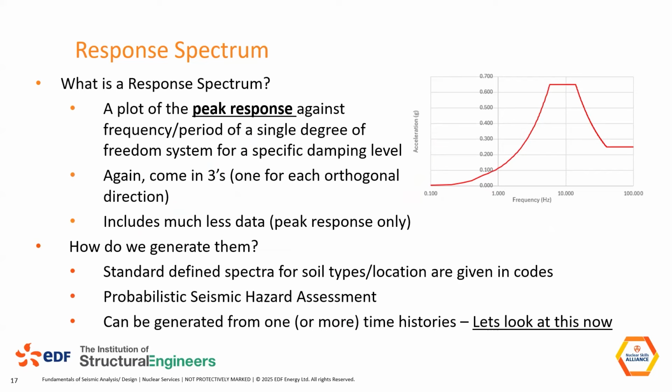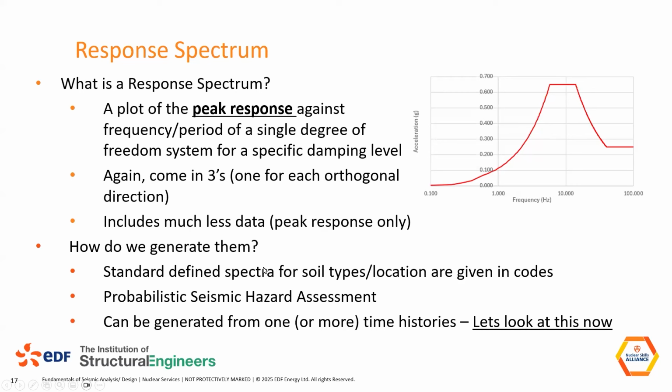This response spectrum is representing the same information as would be in a time history, but less information. It's only representing the peaks, but it's giving how the peak response varies with the frequency or period of the supported system. And in this case, it's a 1 degree of freedom system. So again, we'll have 3 of them: north-south, east-west, up-down. And like I say, there's much less data in here, and it makes it easier to use.